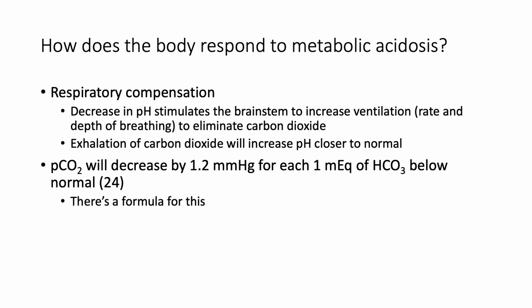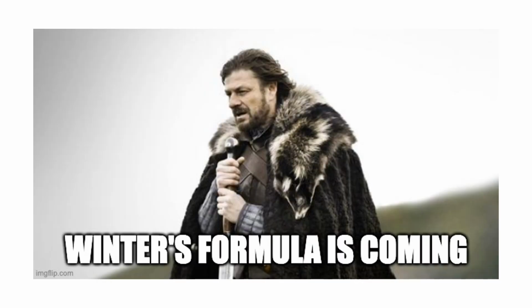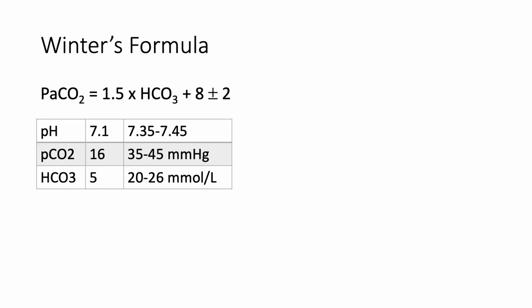And luckily, there's a formula for this. And that formula is called Winter's formula. And this is a formula that you should memorize because it's very helpful in figuring out if there is adequate compensation for metabolic acidosis. So the formula is your expected PCO2 is 1.5 times the bicarbonate plus 8. And then there's this plus or minus 2 to account for a margin of error.